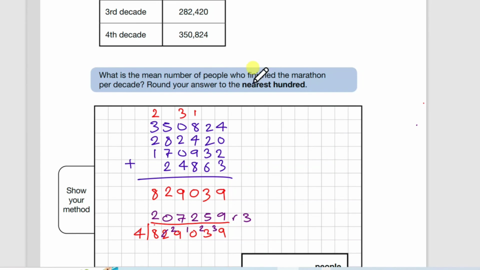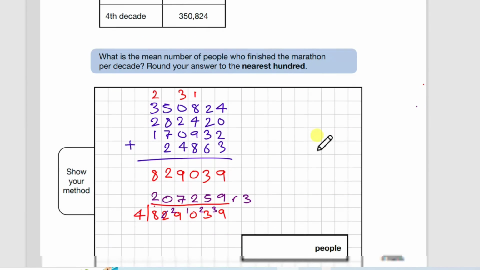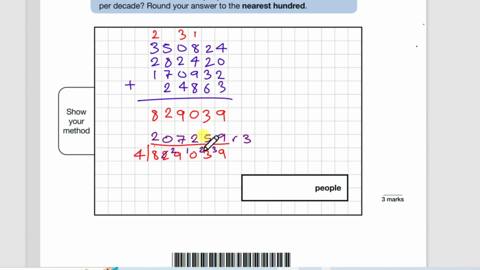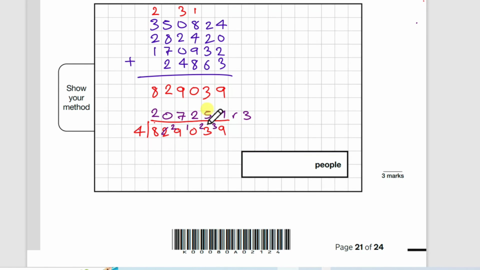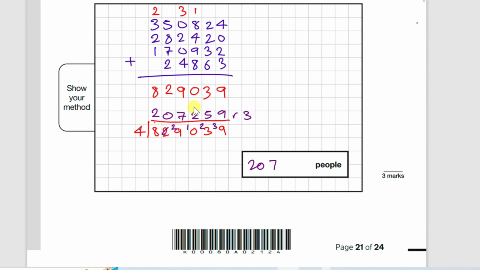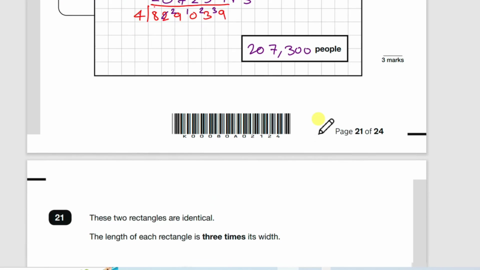So that means, what is the mean number of people who finish a marathon? Round your answer to the nearest 100. So if we round it to the nearest 100, we look at the 59 now, ignore the remainder. So look at the 5. Because 5 is 5 or more, you just round the 2 here to the 3. So it becomes 207,300 people. Whoa. Okay. That was good. Let's move on.